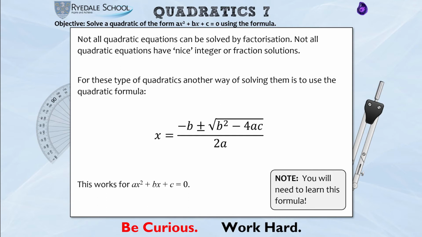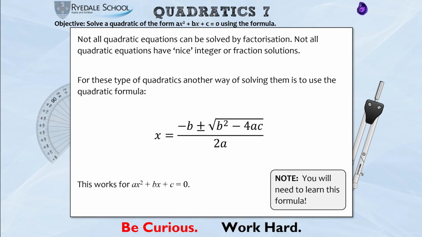Now, what is the a, what is the b, what is the c? Well, that depends on your quadratic, because this works for ax squared plus bx plus c. So the value of a is your coefficient of x squared. In other words, the number of x squareds that you have. The b is the number of x's you have. And the c is that number at the end by itself.